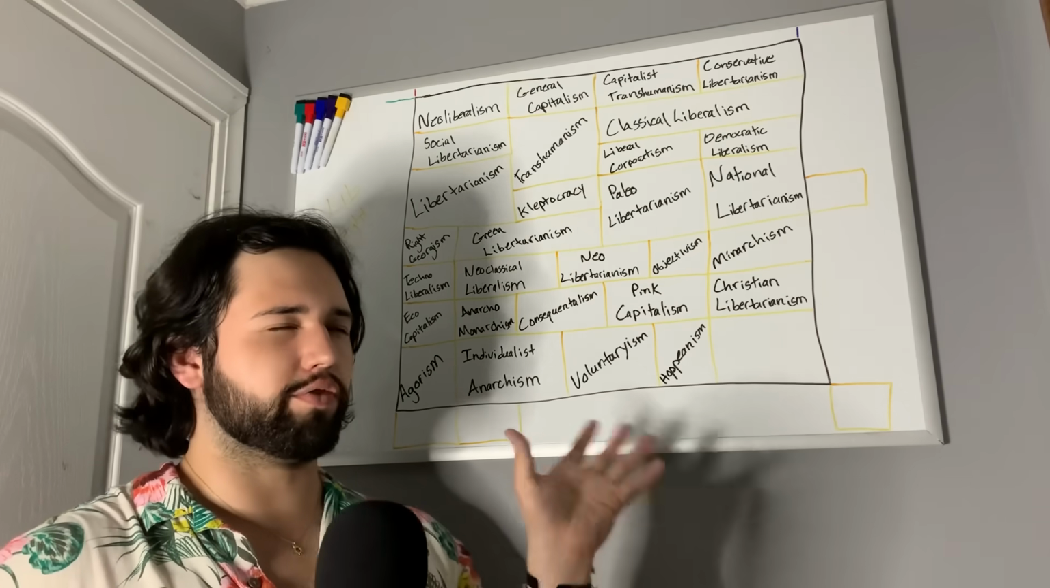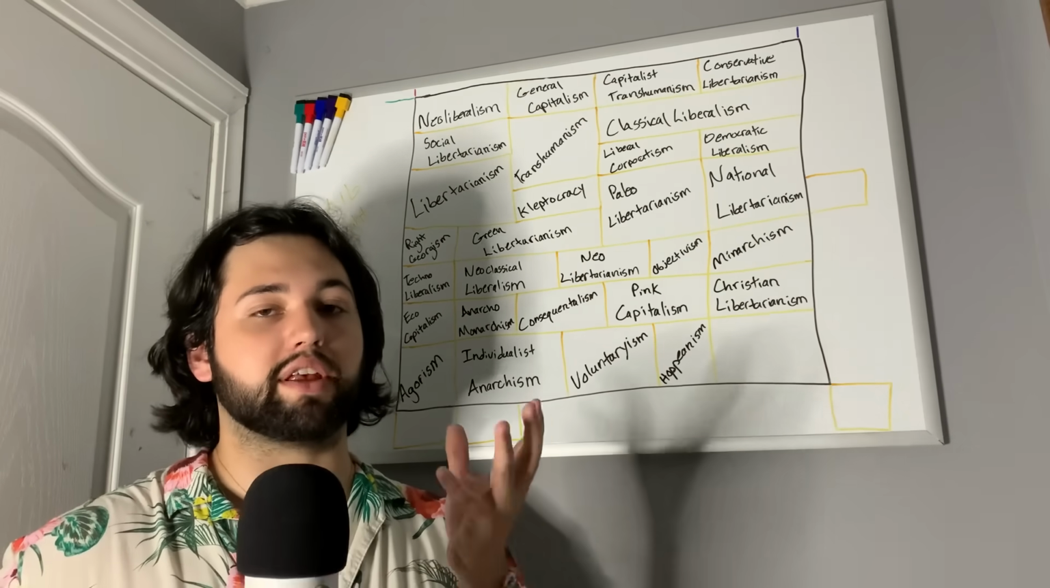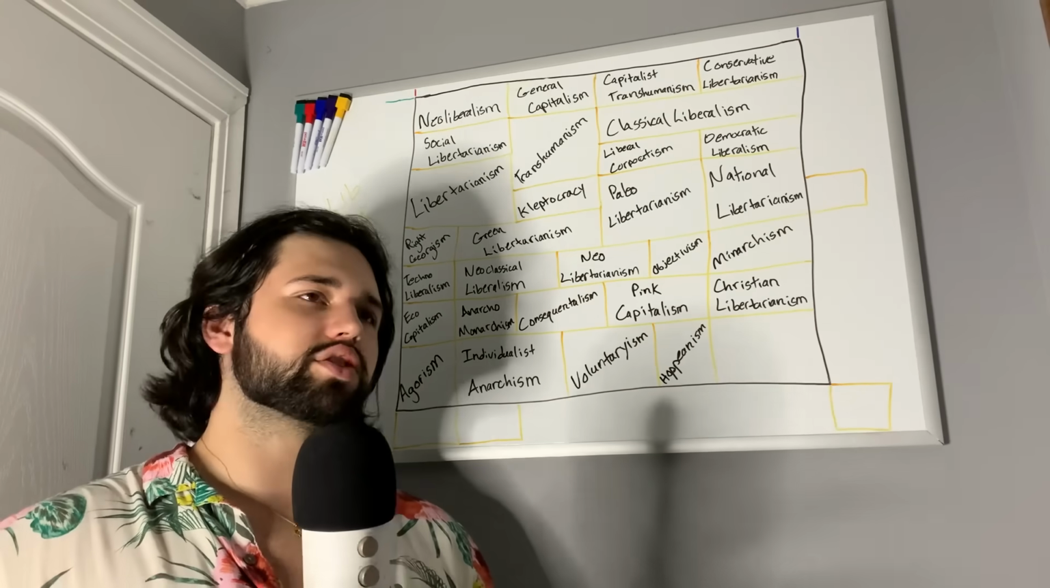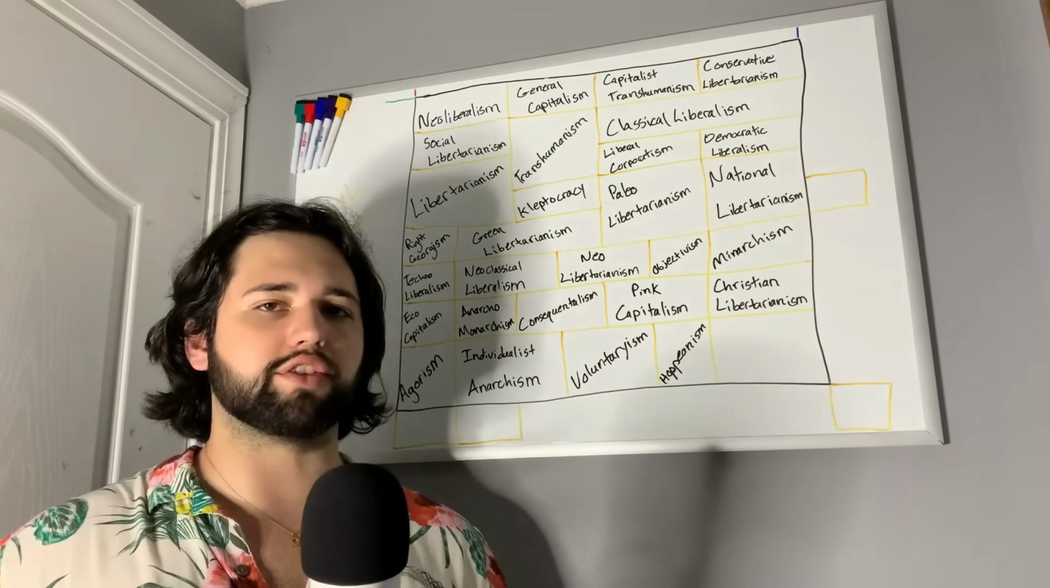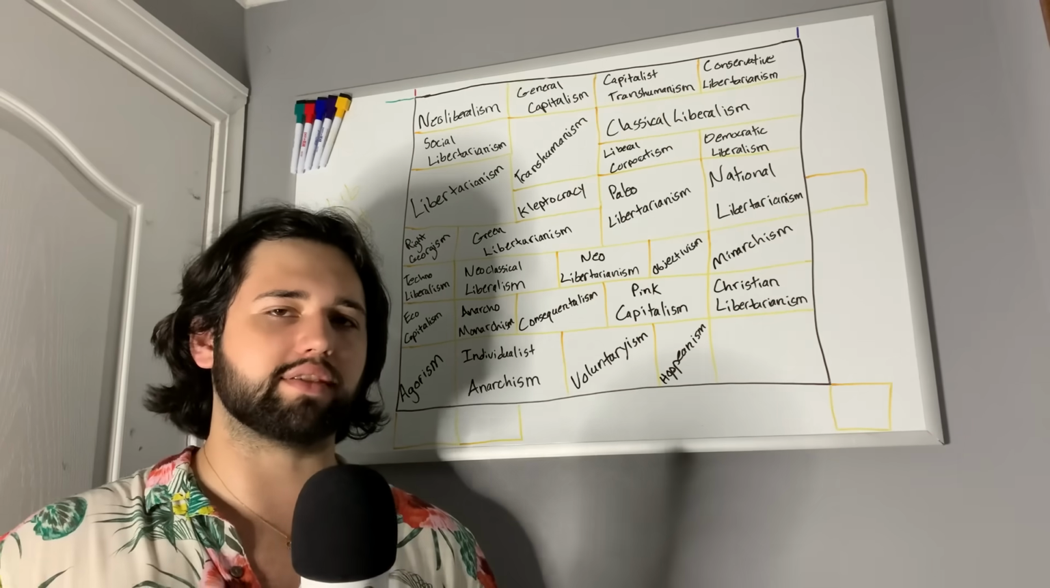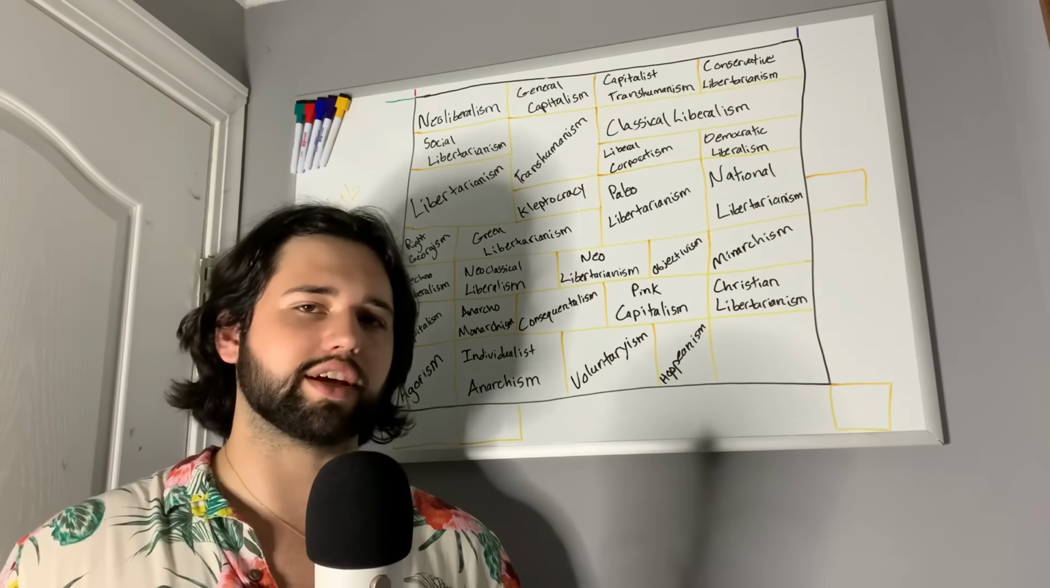Hoppianism is a form of anarchy in which capital and markets are focused on, and essentially advocates for 100% full free markets with zero government intervention, with the idea being that the government messes up everything it touches, so it shouldn't touch the markets.